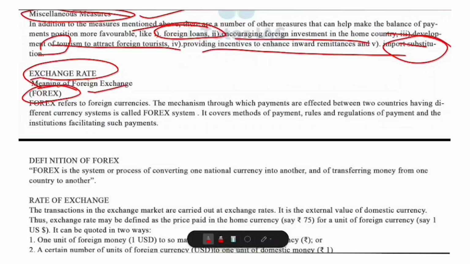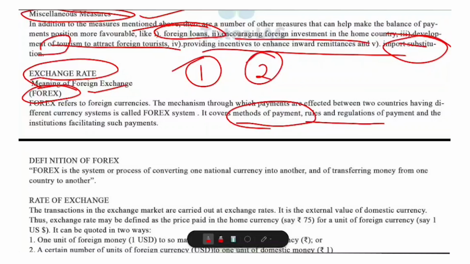So what does this Forex system do? The Forex system is like the middleman or the bridge between two currencies. It includes methods of payment. That means ways to send money abroad, for example wire transfers, credit cards and demand drafts. Then it includes rules and regulations. That means laws that govern how currency can be exchanged, and it also includes institution facilities. That means banks, central banks and licensed dealers that handle foreign currencies.